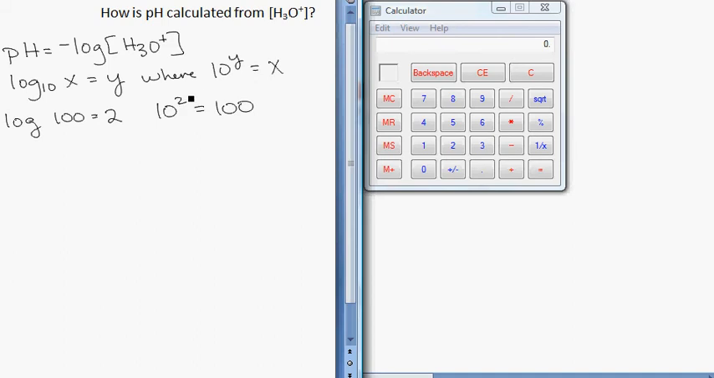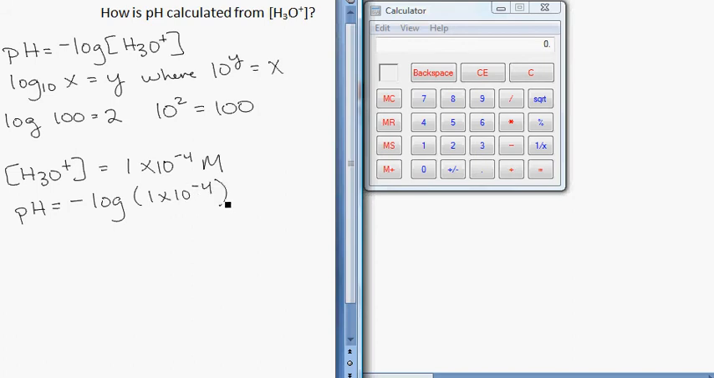It's easy when you're given a simple number that's an exponent of 10. Let's do an example with the hydronium ion concentration of 1 times 10 to the minus 4 molar. The pH is then going to be equal to the negative log of 1 times 10 to the minus 4. The log of 1 times 10 to the minus 4 is minus 4. And the negative of minus 4 is 4. So the pH when the hydronium ion concentration is 1 times 10 to the negative 4th is 4.